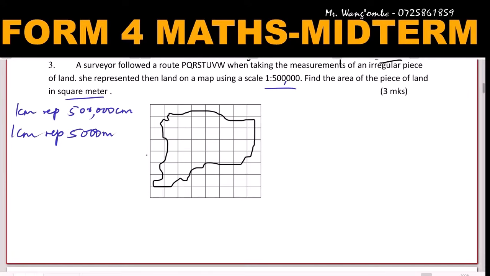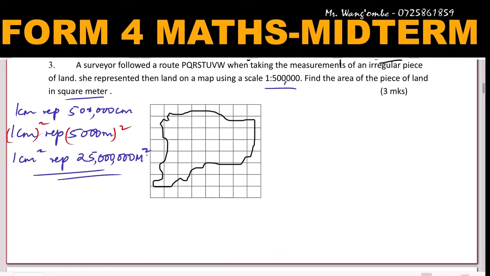We require the area, so we can square. When you square, 1 centimeter squared represents 5,000 meters squared. When you square that, you get 25 million meters squared. So this is the scale that you're going to use when we calculate the area. We shall use this one to convert. Now let's go to calculation of the area.